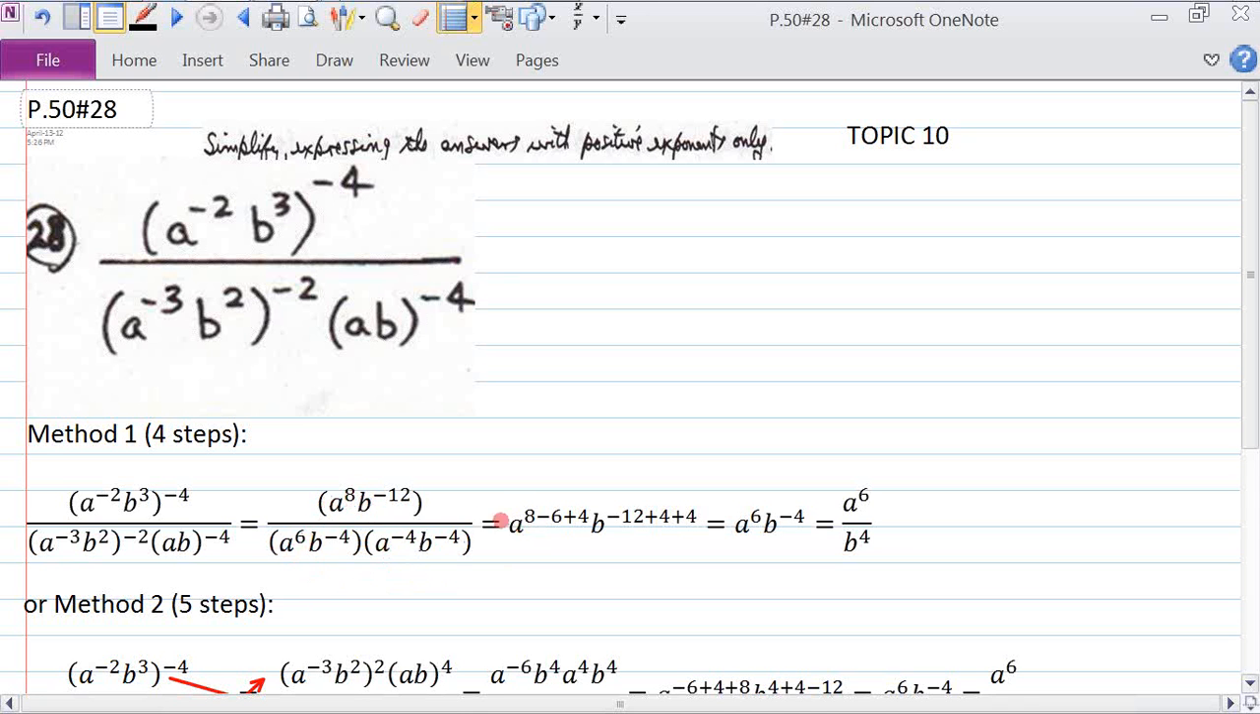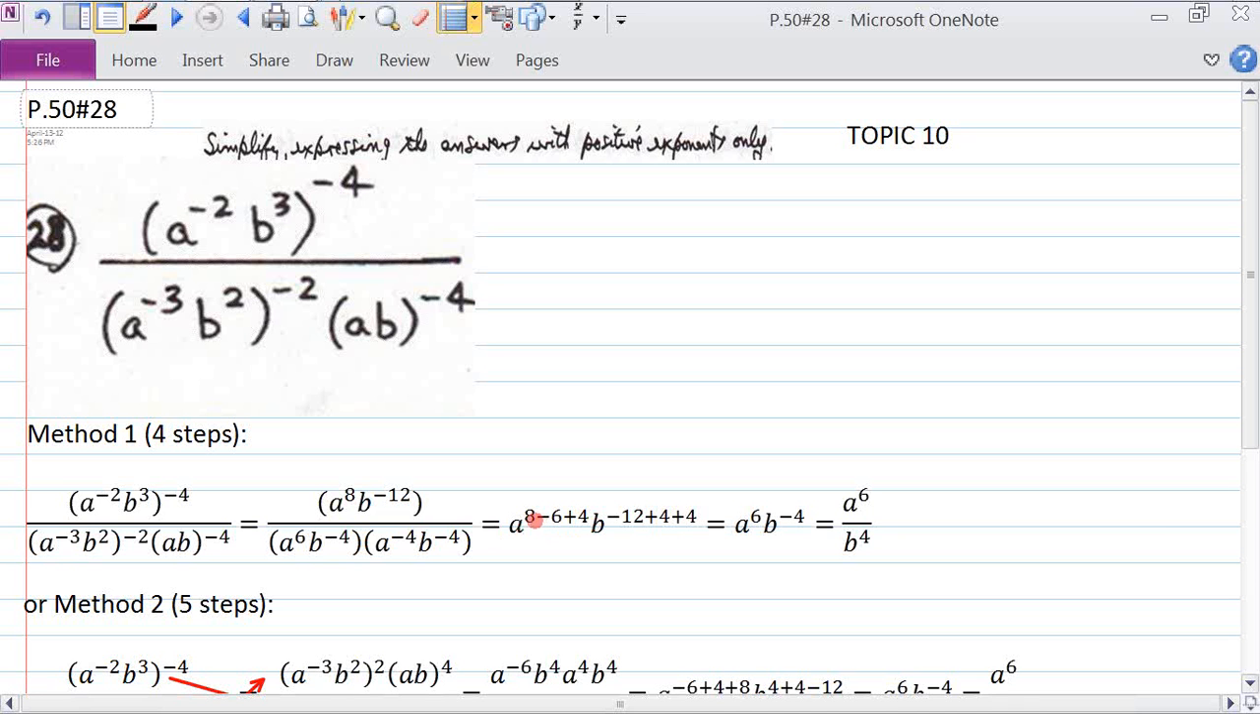a to the 8th, since it's on the numerator, I'm going to keep the same. Since this is on the denominator and I'm bringing it up to the numerator, I'm going to change the sign to minus 6. And because this is minus 4 on the denominator, I'm going to bring it up to the numerator and it becomes plus 4. Similarly, for the b term, I have minus 12. Bring the minus 4 up, it becomes plus 4. Bring the minus 4 up, it also becomes plus 4.